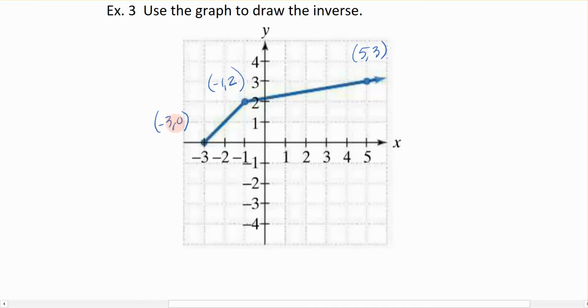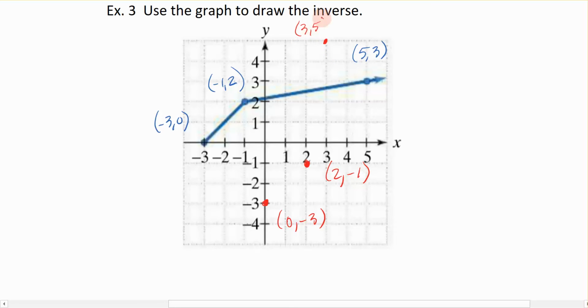So for this (-3, 0), I would end up with (0, -3). So (0, -3) is down here. On (-1, 2), I would have over 2, down 1. So this is the point (2, -1). And the final point (5, 3) should be (3, 5). So I have (3, 5), which is up here.